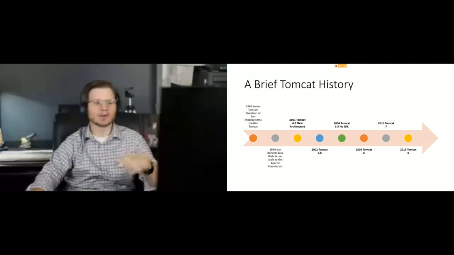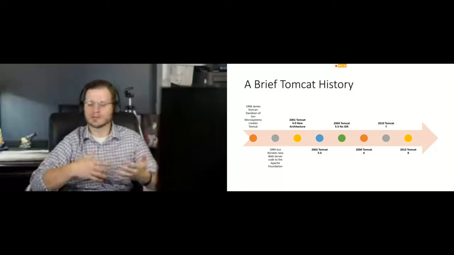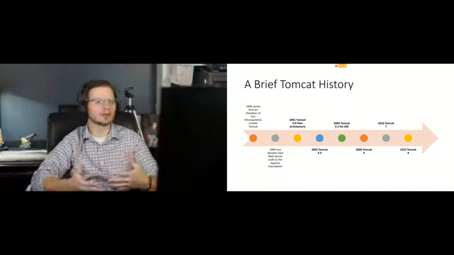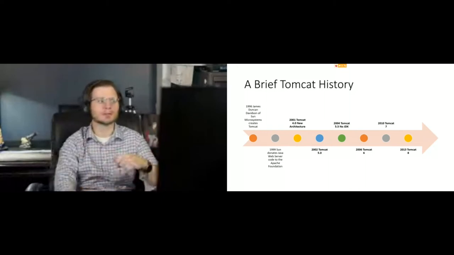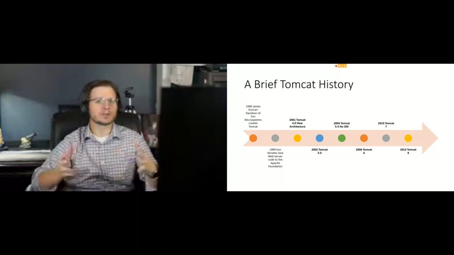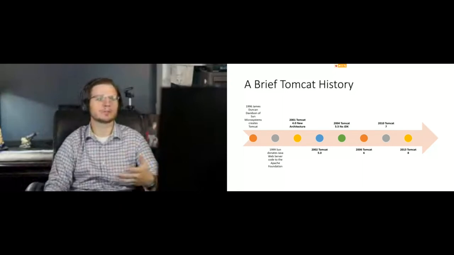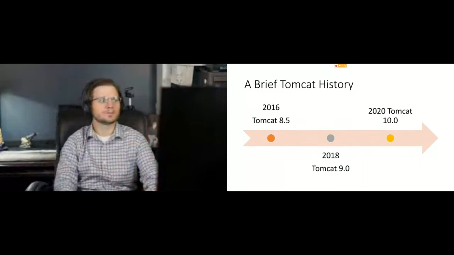It dropped the requirement for a full JDK to launch Tomcat. We implemented Servlet 2.5, which was very advanced at the time, the new JSP 2.1, and the new expression language 2.1. So 2004 and 2005 was really where Tomcat started coming into its own and becoming a mature, production-ready product.